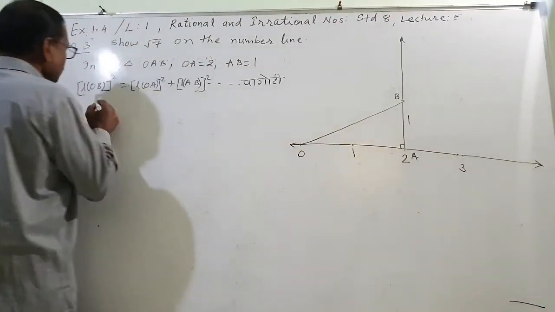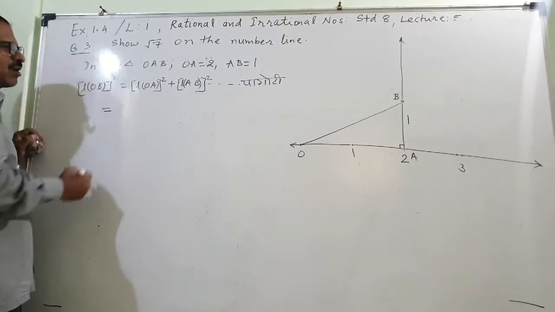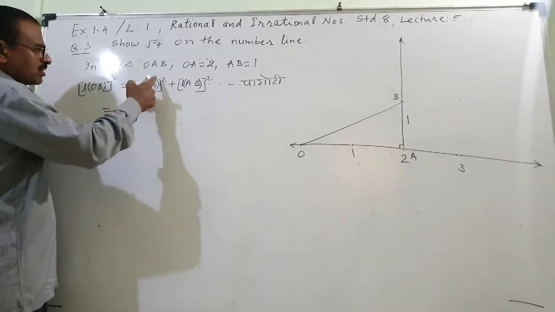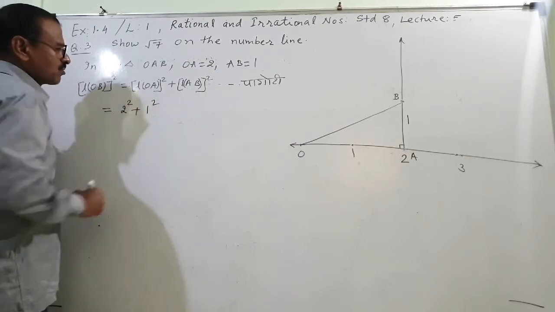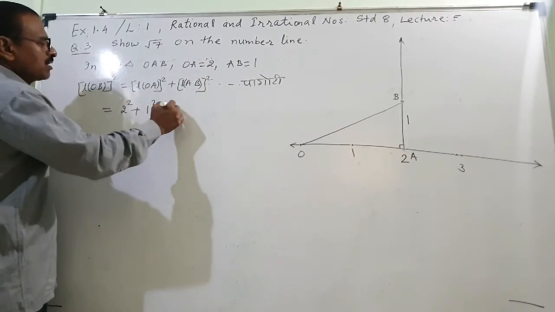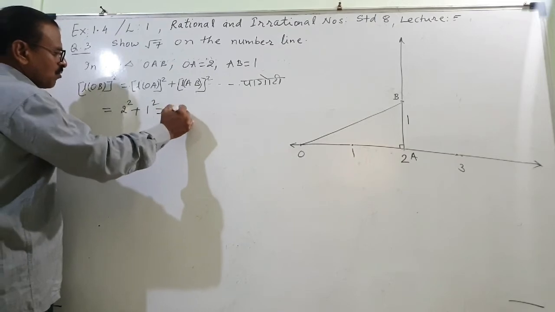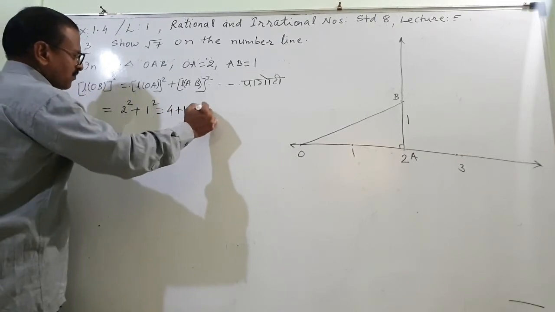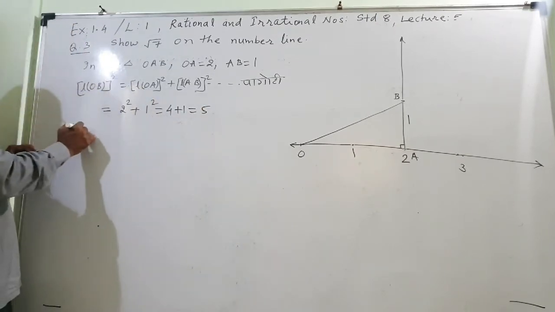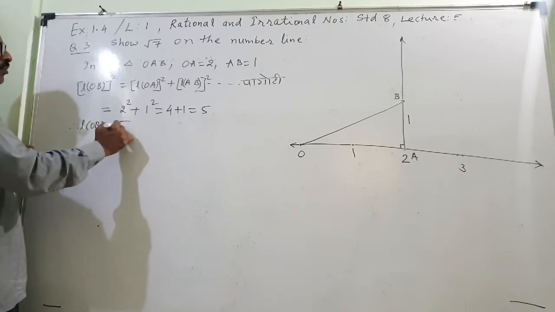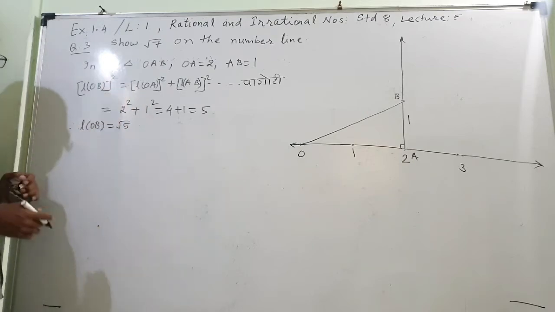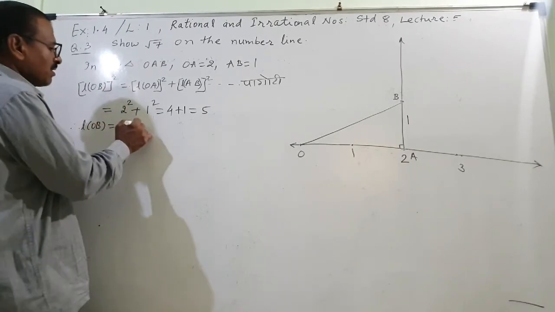Therefore, length OA is how much? 2. Its square plus AB is how much? 1. Its square. So 2 square is 4, 1 square is 1, and 4 plus 1 is 5. Therefore, length OB is equal to root 5, taking the square root on both the sides. This is the reason given.